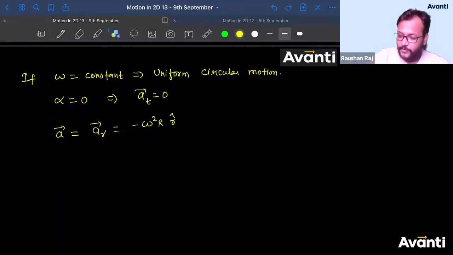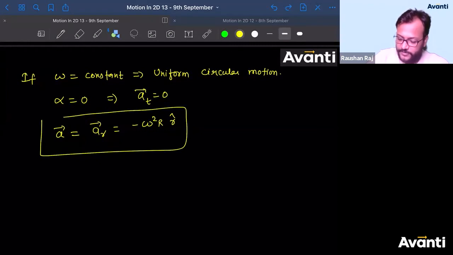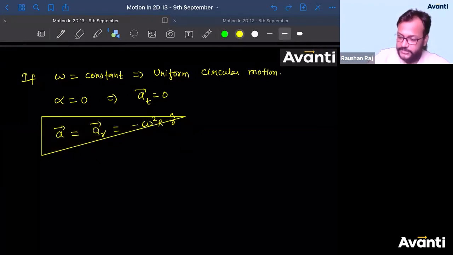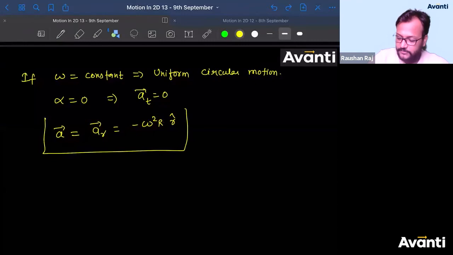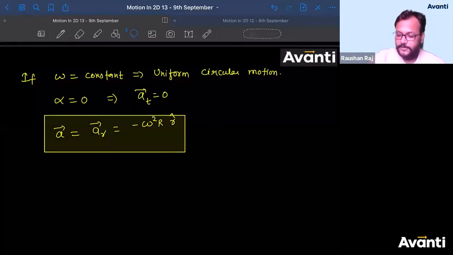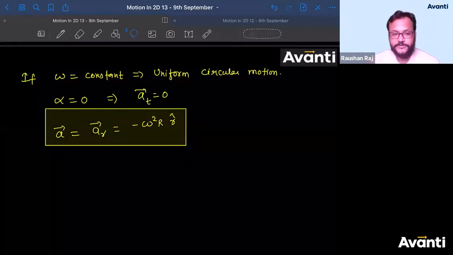So this is the most important part of this topic: what is the direction of acceleration in uniform circular motion? It will be towards the center. The acceleration of the particle will be towards the center. What will be the magnitude? Omega square into capital R.